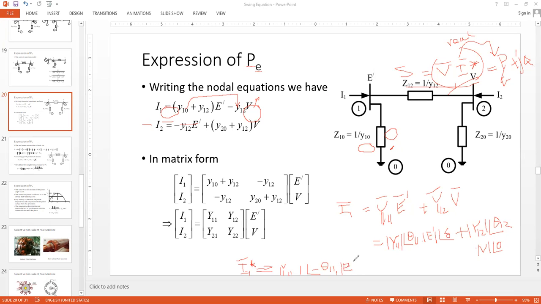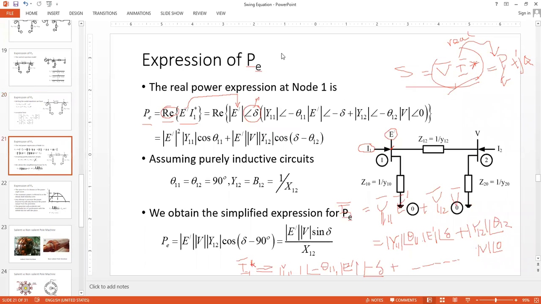Multiplied by E dash and so on, okay? So you change this angle to negative and this is 0, so you just leave it. This is 0. So this is I1 conjugate and that is actually written over here. Okay, so you see Y11 angle is negated, E magnitude angle is negated, plus Y12 angle is negated, V magnitude angle is 0, so it is 0.